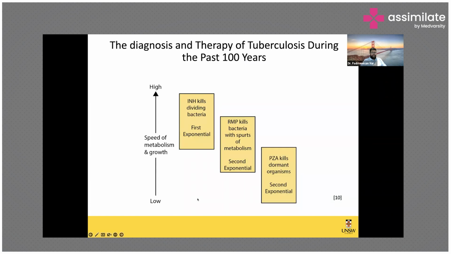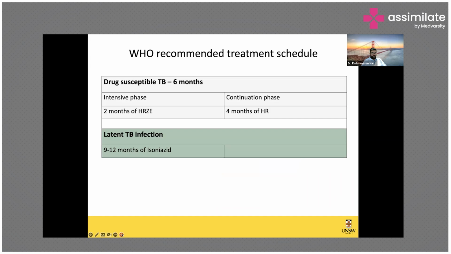So the way we want to treat TB is that we want to attack TB with 4 drugs for 2 months, and another 4 months we want to give drugs. And the reason why we give multi-drug therapy, most of you would know, is because we want to kill both fast-growing and slow-growing bacilli. And it's very important that we do this. Otherwise, what will happen is people will develop drug resistance. So that's the reason why we give multi-drug therapy.